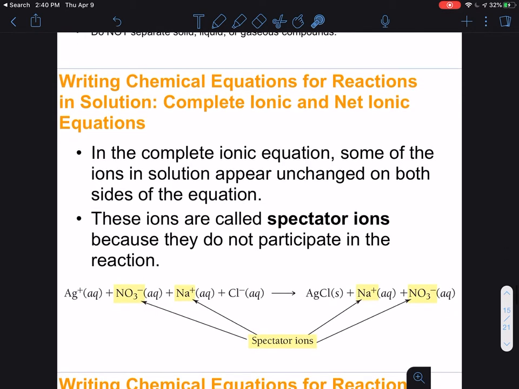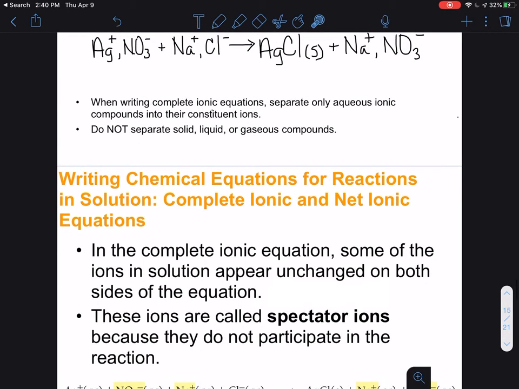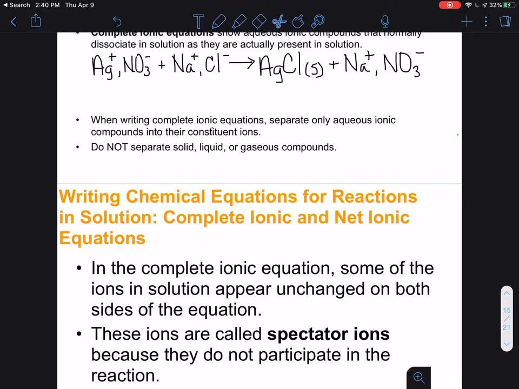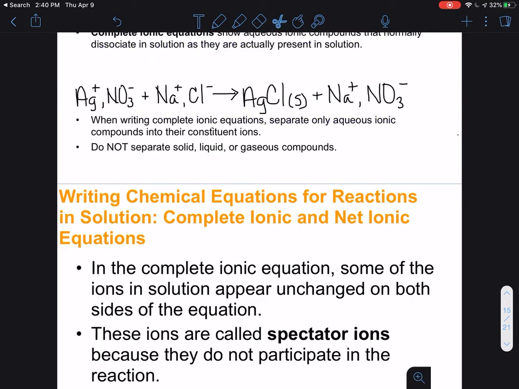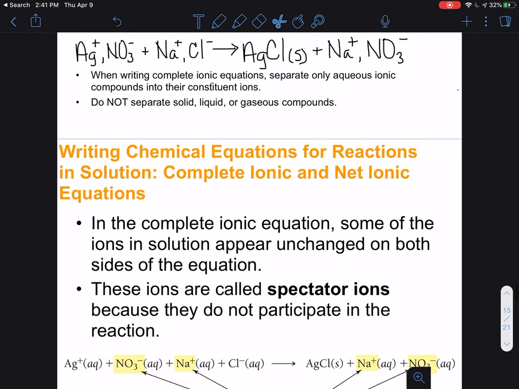So this is another example, from your book. This is a complete ionic equation, the same thing that I wrote here. The only difference is it's stylistically a little bit different. Let me cut this and flip it down so you can see it better. So again, stylistically, it's a little bit different.